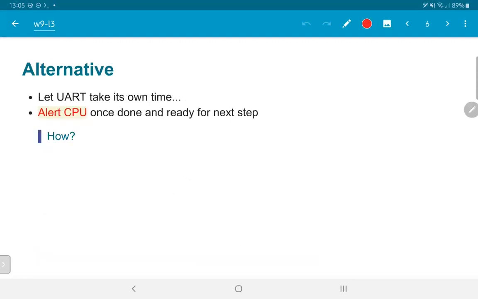The alternative is to let the UART take its own time, but once it has got data that is ready to be sent to the CPU, or once it has completed sending out a single byte that has been sent to it from the CPU, it can alert the CPU. Somehow signal to the CPU that its job is done and it's ready for the next step. The question, of course, is how should this be done?